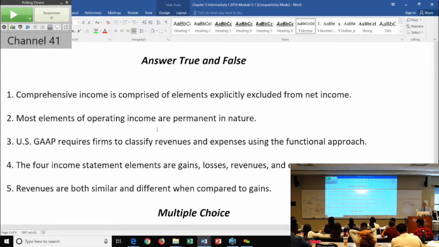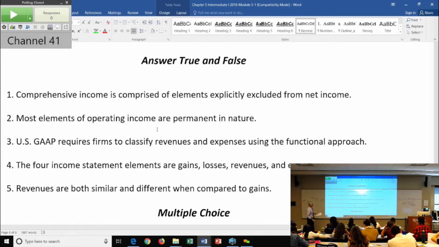Comprehensive income is including items that are excluded from net income. That is true. That would include those transitory components that we discussed. And we said that would be things like foreign currency translation, unrealized gains and losses, and various pension adjustments.